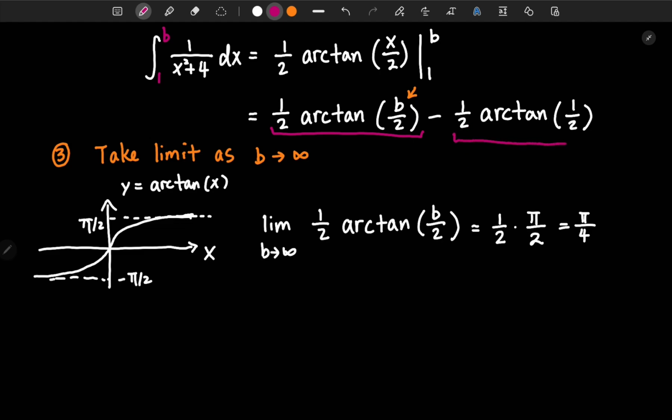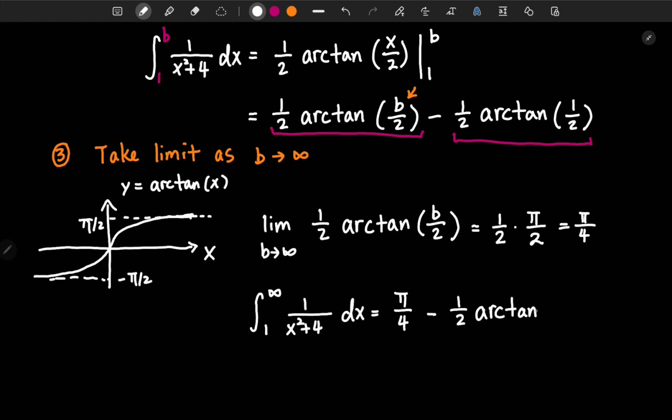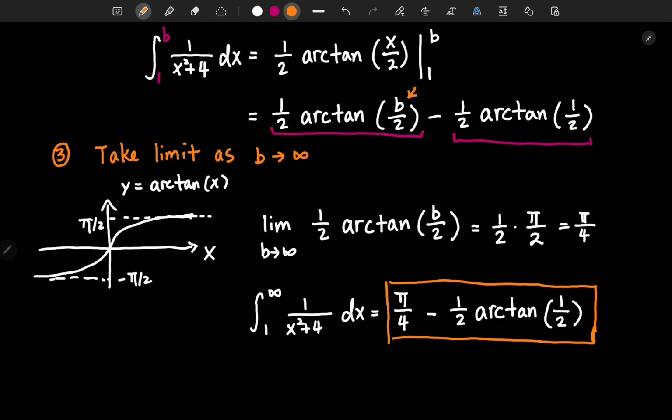And this part over here remains because arctangent 1/2, there's not too much you need to do to simplify it. So from this point, we get our final result. The integral from 1 to infinity of 1 over x squared plus 4 dx, the result is going to be pi over 4 minus 1/2 arc tangent 1/2. So you see here in your final answer, the variable b does not exist anymore. And this is how we evaluate the improper integral.